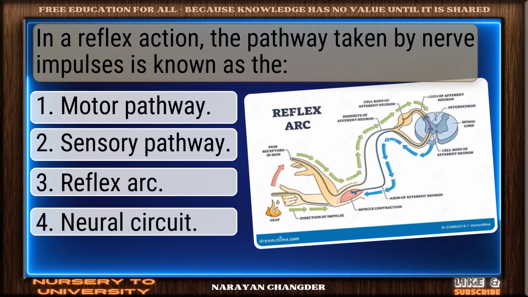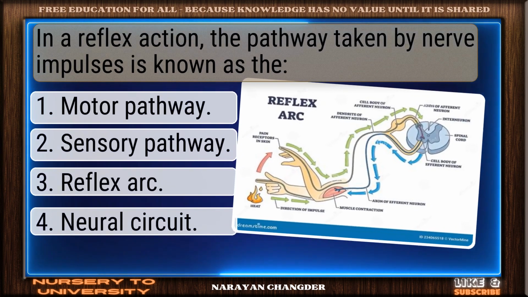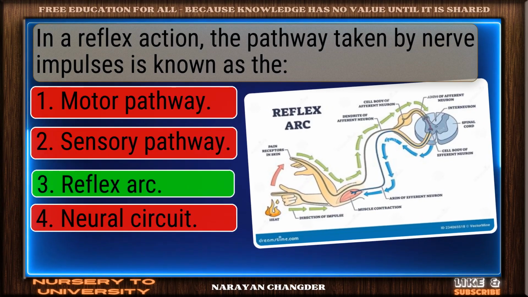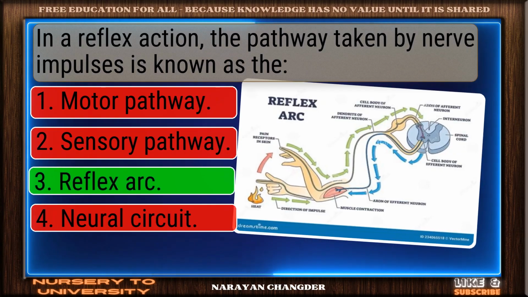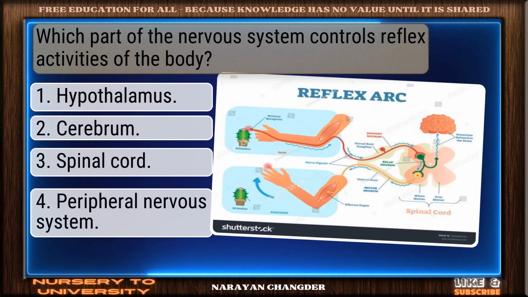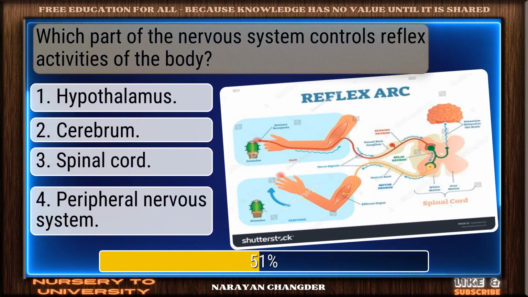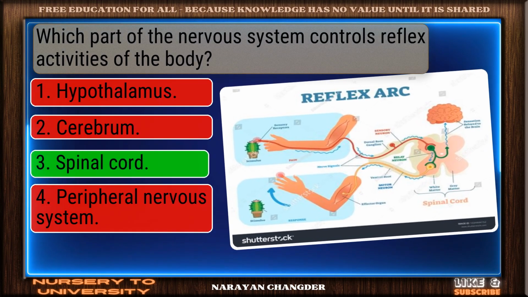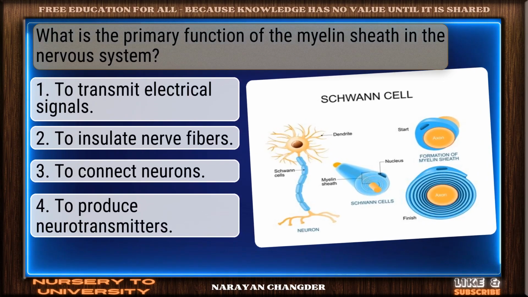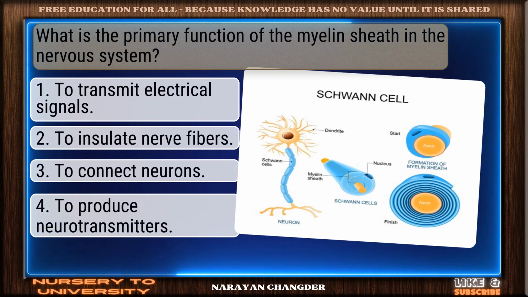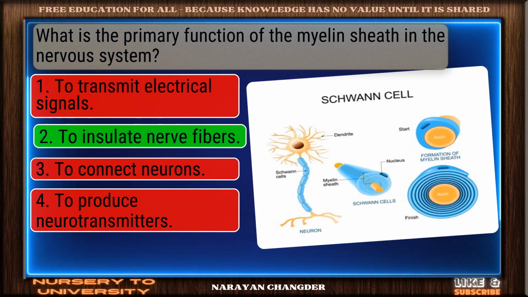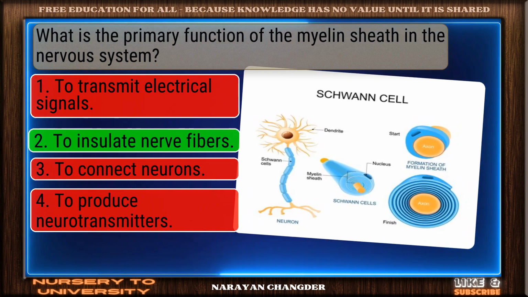In a reflex action, the pathway taken by nerve impulses is known as the... Excellent. Reflex arc is well reasoned. Which part of the nervous system controls reflex activities of the body? Good job. Spinal cord works well. What is the primary function of the myelin sheath in the nervous system? Right choice. To insulate nerve fibers is best.